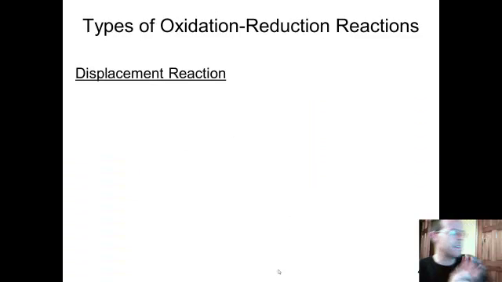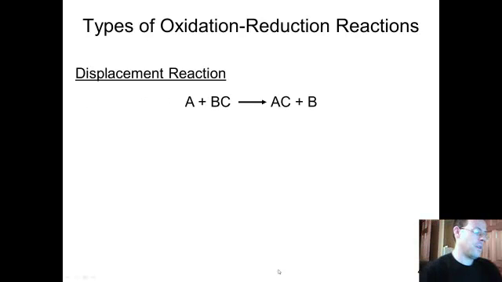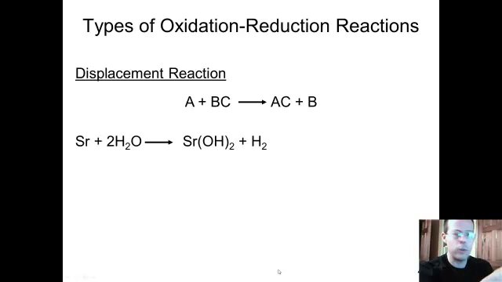Alright, the next things are going to be types of displacement, and there's 3 major types of displacement. But they are always in this general format. A plus BC yields AC plus B. So we start with an element and a compound, and we end with an element and a compound. If you remember with our precipitation reactions, it was AB plus CD yields AD plus CB, where we had a double replacement reaction. Oxidation reduction will always be single replacement of some sort.